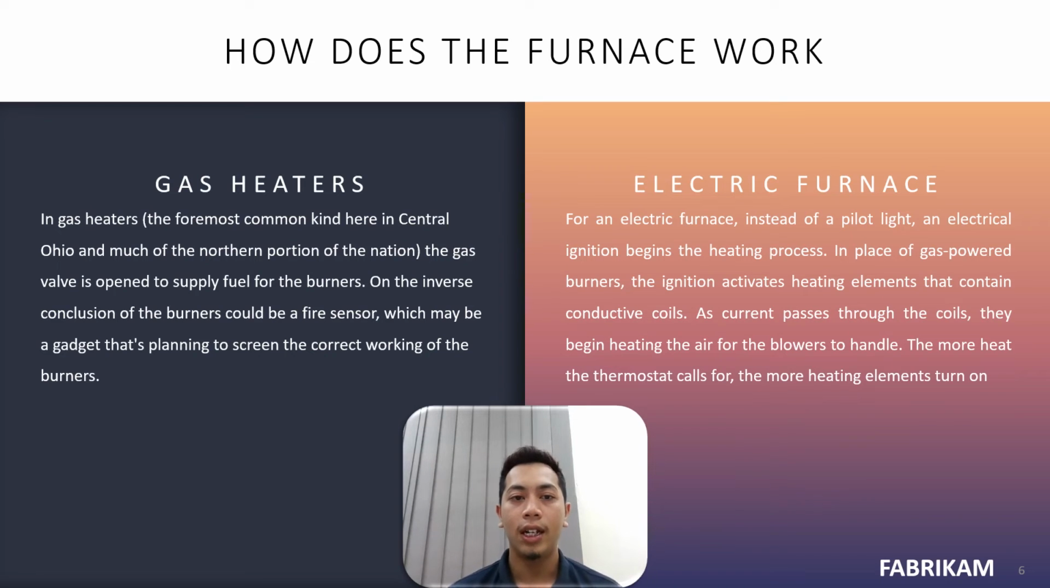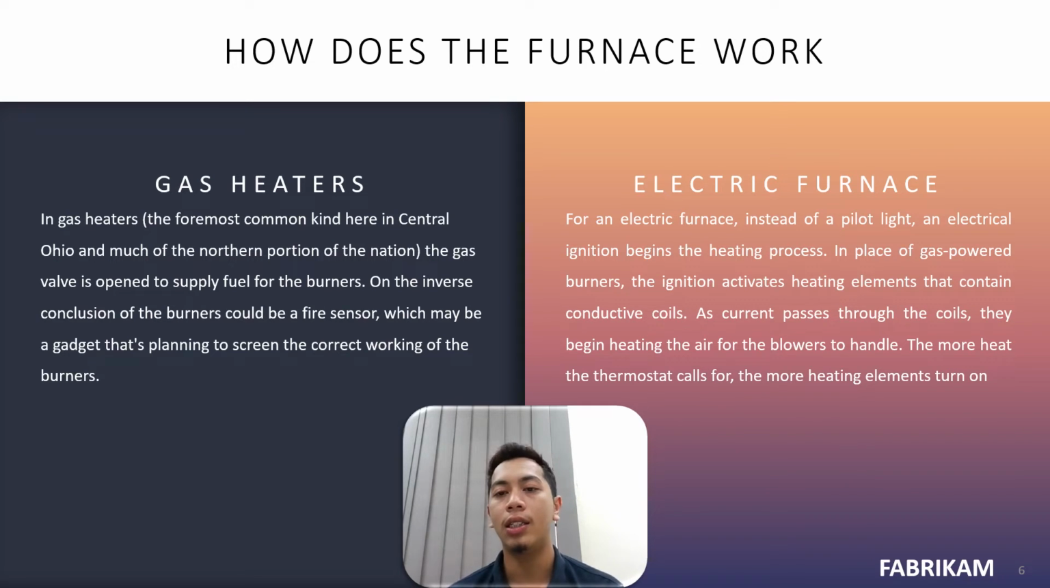How does the furnace work? We have two ways. One is gas furnace and two is electric furnace. In gas furnaces, the most common kind is found in Central Ohio and much of the northern portion of the nation. The gas valve is opened to supply fuel for the burners. On the opposite end of the burners is a flame sensor, which is a device that is meant to monitor the correct working of the burners.